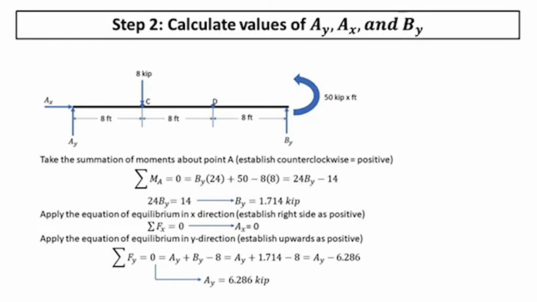Then we're going to apply the equation of equilibrium in the x direction so that we can solve for Ax, but like we said, these are going to equal 0, and Ax is the only force acting in the x direction in the system, so we can say that Ax equals 0. Then we do the same thing for the y, except there's going to be a few more forces at play. So once you add together all of the forces acting in the y direction, we can see that Ay equals 6.286 kips.